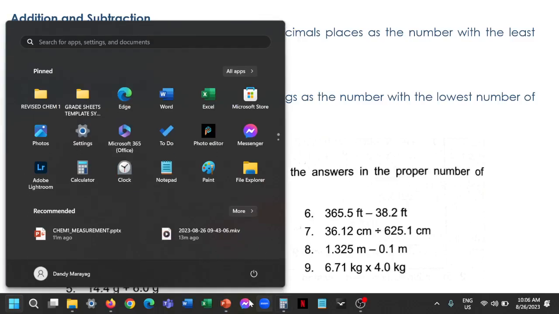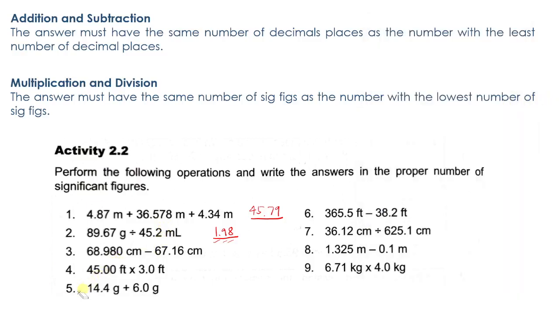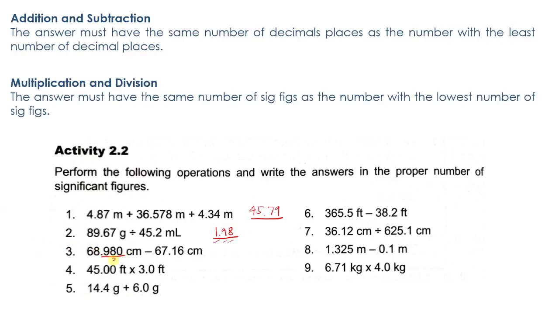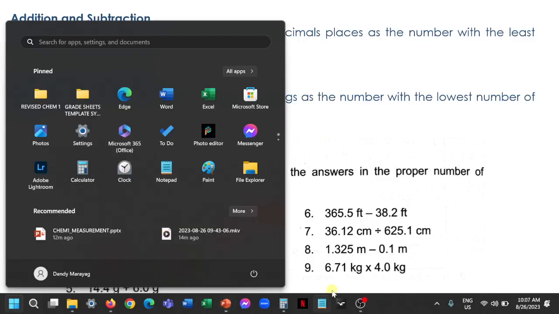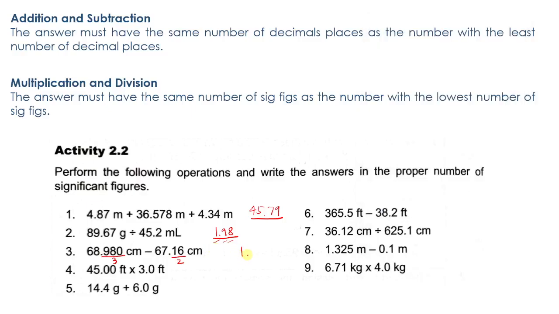So for this, we have 68.980 minus 67.16. We have 1.82. So here we have 3 decimal places. Then here we have 2 decimal places. Again, that's the lowest number of decimal places. So round the answer to 2 decimal places. And I think that's what we have here. So just copy this one, 1.82. So we have 2 decimal places on the number.